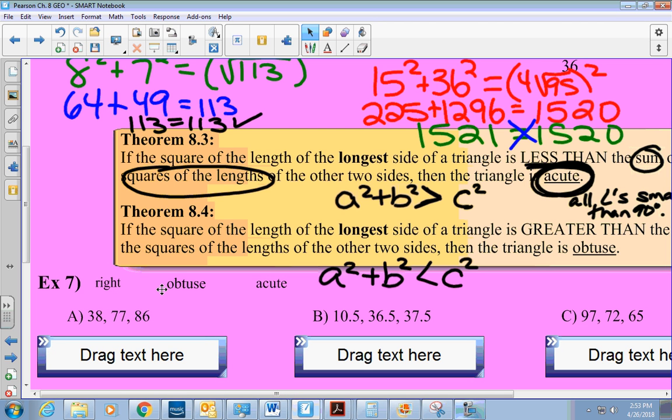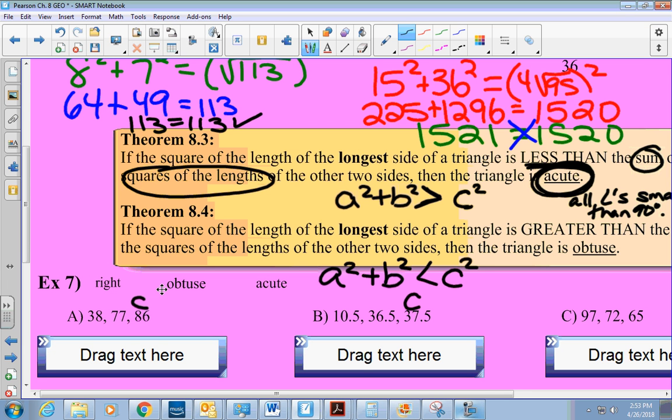So we're going to test each one of these items. The first thing we're going to do is put a C above the biggest number in each string, because if you can't identify the C, then we're in big trouble here. There's no way we can tell. The C is always the hypotenuse. It is always the big one. So we're going to put a C above the biggest number in each of these strings of numbers.